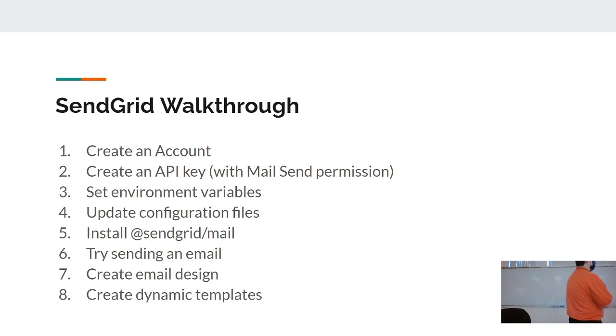Next, we need to install the SendGrid mail npm package. Then, once we've got all those things in place, we can actually try sending some emails out. And when we're done with that, we can talk about how to build out dynamic templates, which is where you can take content from your application and put it into the email. Okay, so that's the overview of what we're going to talk about.